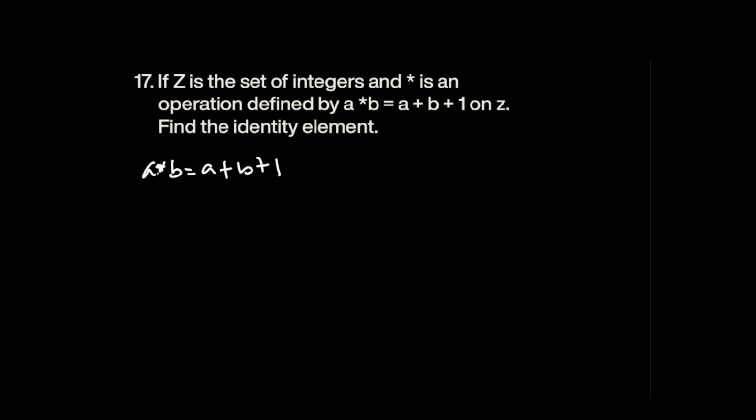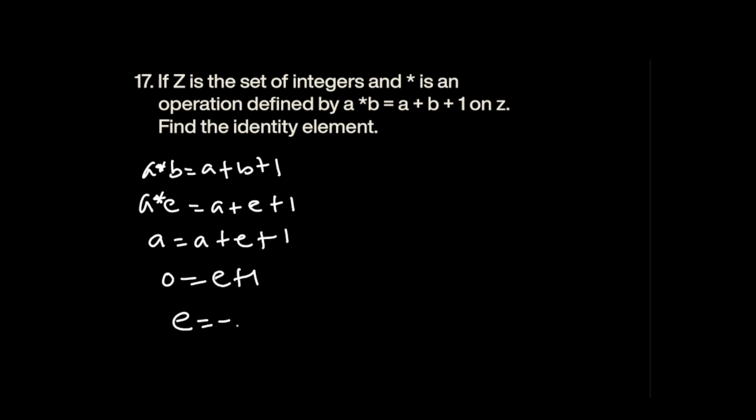So simple, just substitute B with E. Then you have A operation E equals A plus E plus 1. Are you getting this now? So this will still give us A. So we have A equals A plus E plus 1. Take this to the other side of the equation. You have 0 equals E plus 1. So the value of E is negative 1. So the identity element that they ask us to look for here is negative 1.